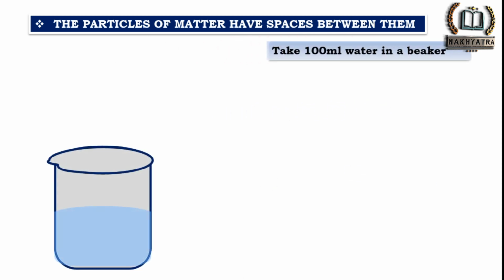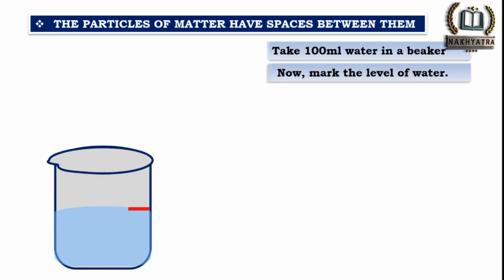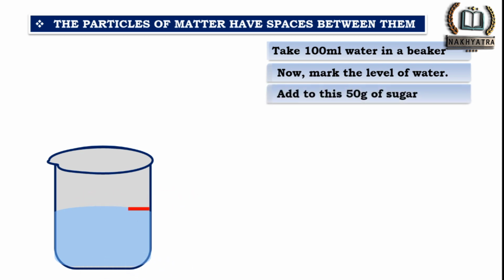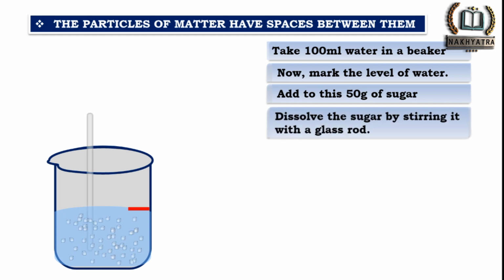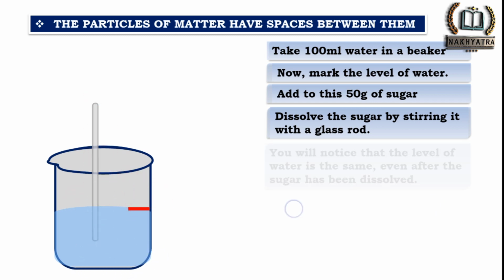Okay, now take 100 ml of water in a beaker. Now mark the level of the water. Now to this 100 ml of water, add 50 gram of sugar. After that, dissolve the sugar by stirring it with a glass rod.